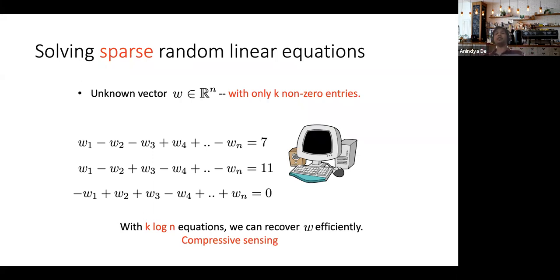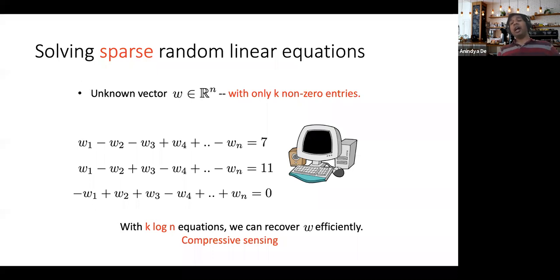It turns out that now you can do much better. In particular, with about order k log n equations, you can recover W efficiently. By efficiently, I mean the algorithm runs in time polynomial in n and k. Observe that the number of equations you're now using is much smaller than n. If k is a constant, then this is exponentially smaller compared to n.